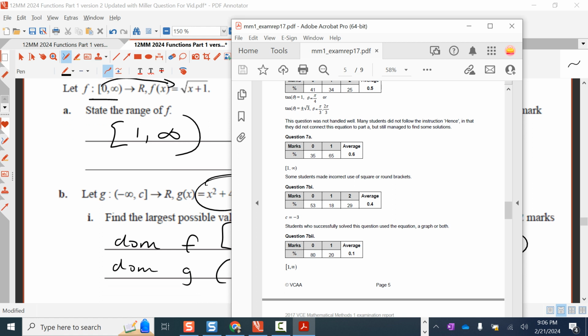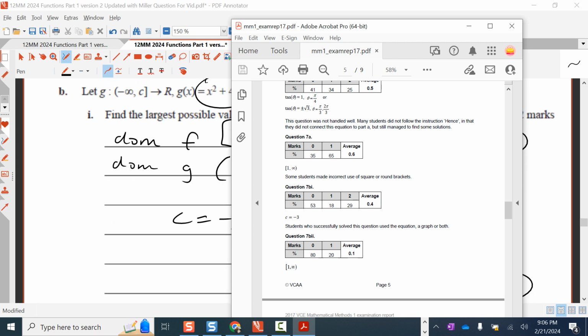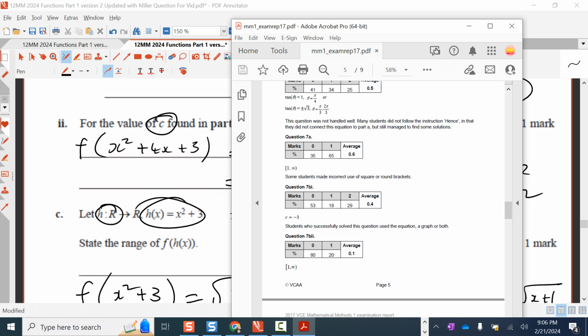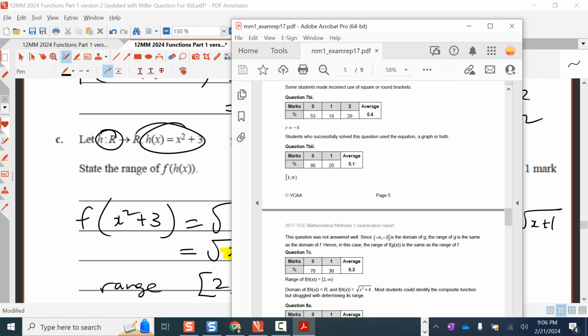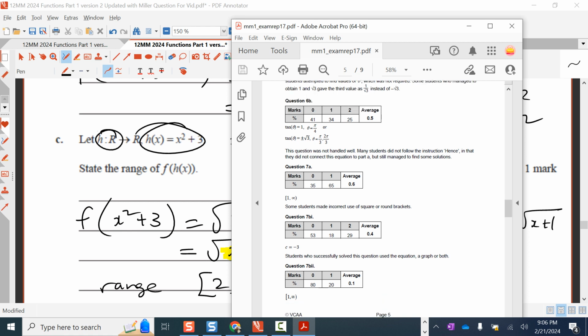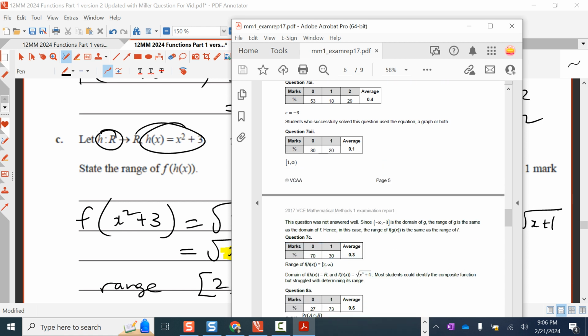So B part 1, 29%. B part 2, I thought this part was hard, 20%. And part C, a little bit better, 30%. Maybe they did a bit better because the composition didn't need any restrictions, so you could more easily see the range. But again, that probably indicates a fairly difficult question.